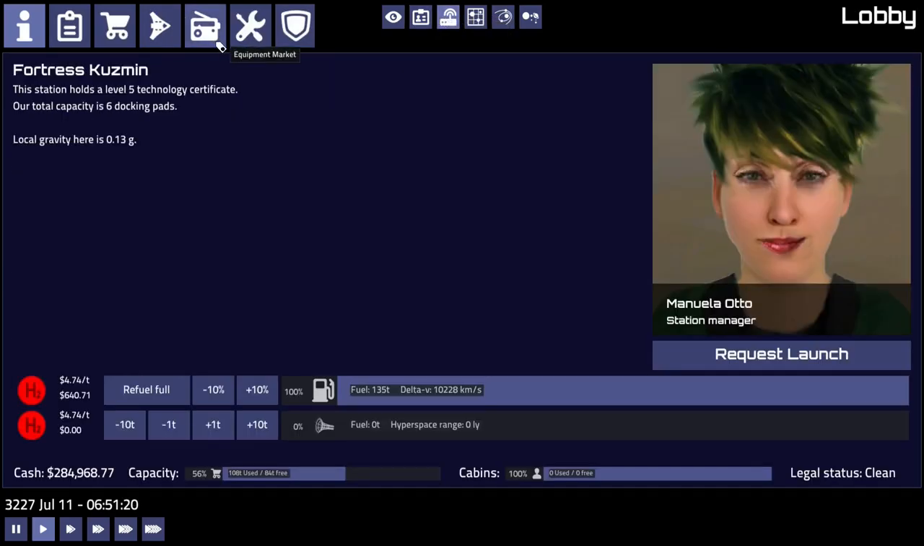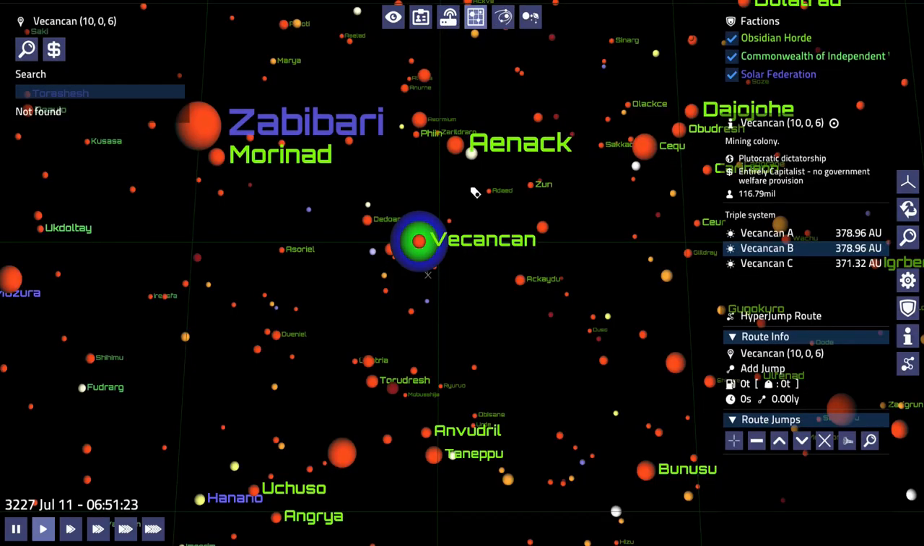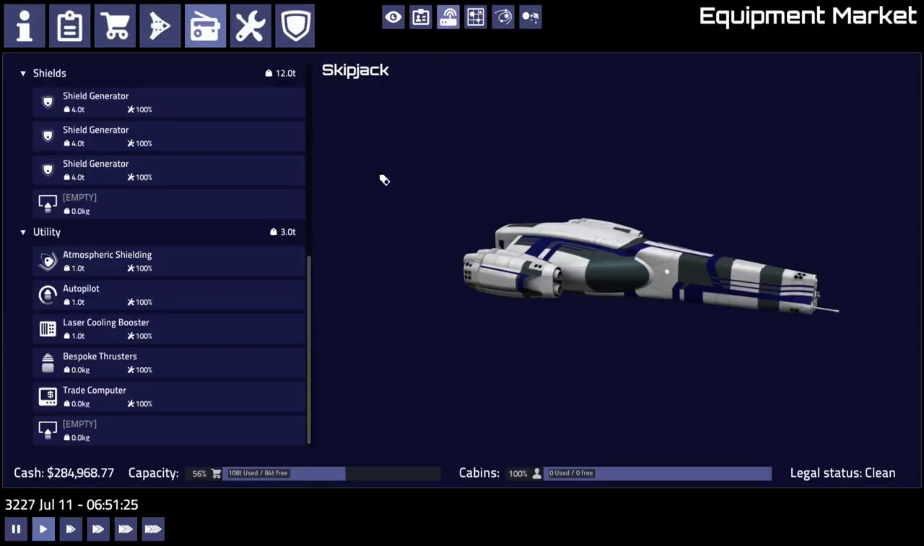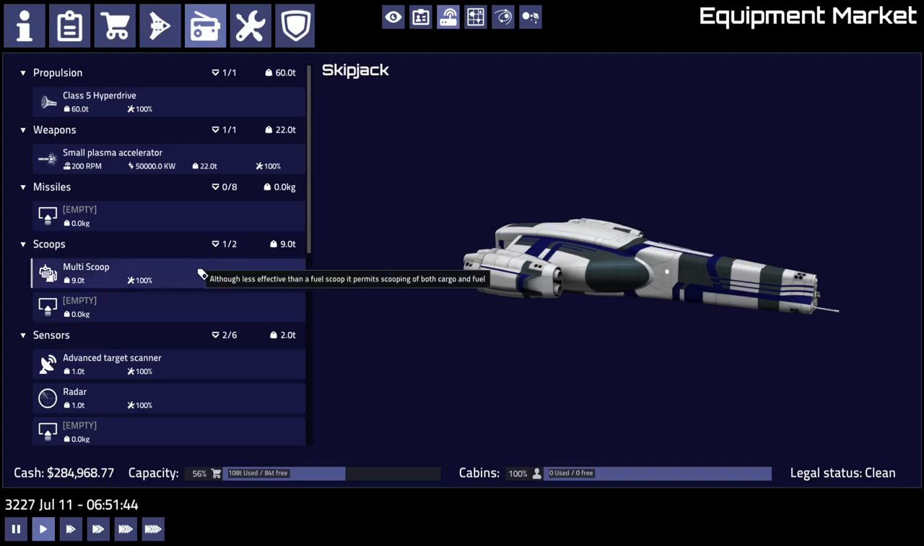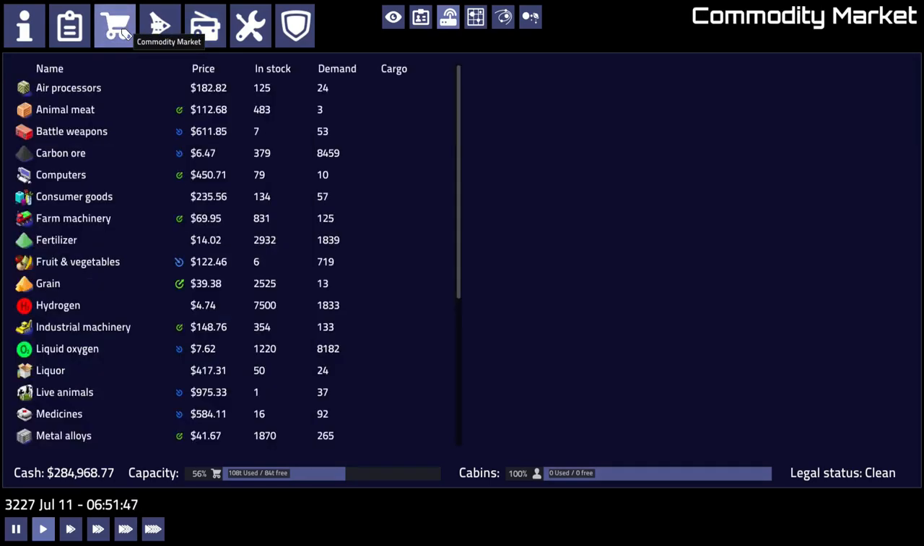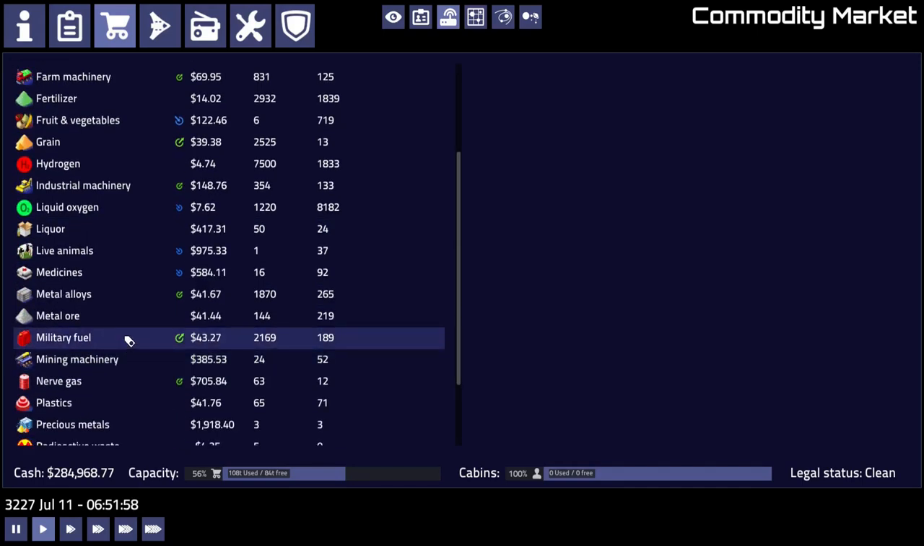Now, we could go ahead and buy it. I could have bought it at the last system, at Morinad as well. But, you know, it's an extra ton of usage. I suppose we don't really need to worry about a single ton of equipment being added to the ship. But rather than waste a ton of cargo space on equipment, let's just go find some nerve gas and use that instead.